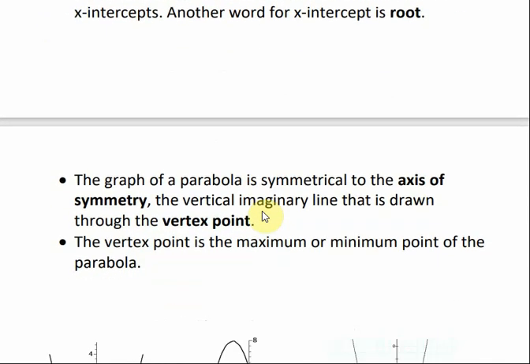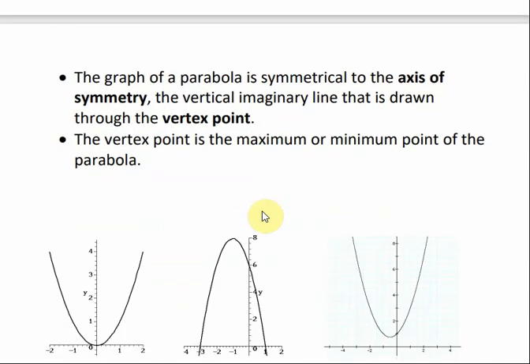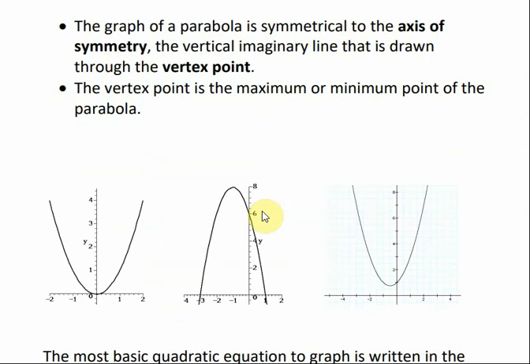The graph of a parabola is symmetric to the axis of symmetry, which is this imaginary line that divides the parabola in half vertically. And the lowest or the highest point is called the vertex point of the parabola. So these are what parabolas look like.